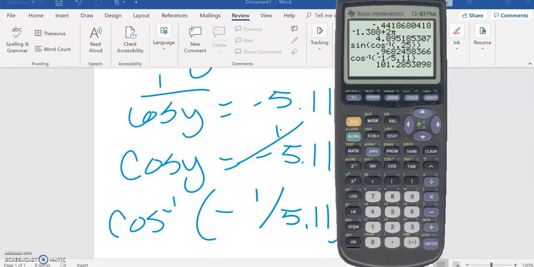So you need to be very careful with secant, cotangent, and cosecant because they don't flip the way we're used to them flipping to put into our calculator. So you always want to write it out like I did here before you put it into your calculator.